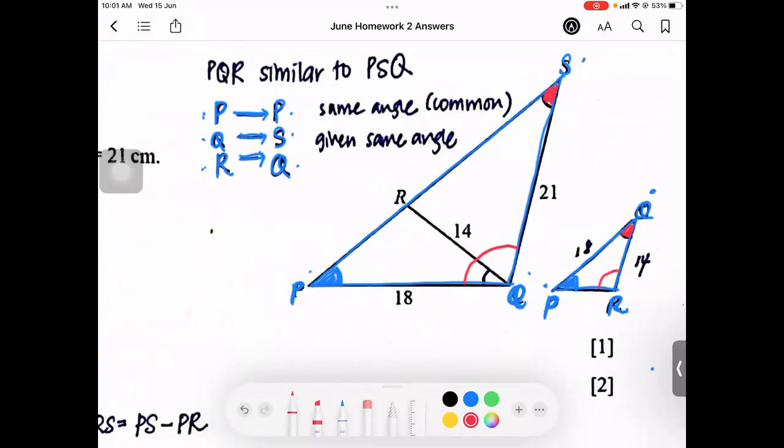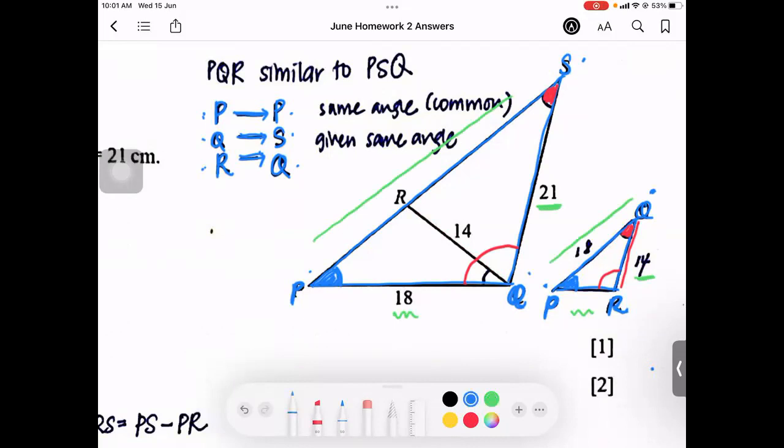Then while we draw it this way, let's match the numbers. So RQ is 14, RQ is 14 over here, right? Then you can see a pair of matching numbers already, right? This one, 21 and 14. Then we have the base with the base. Okay, and then maybe this side over here with this side over here. So we have the matching pairs.